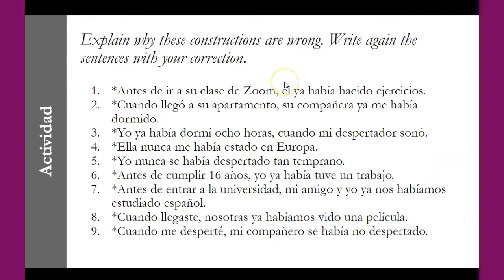So right now we're going to do an exercise. We have here 9 sentences, and all of these sentences have a mistake in the conjugation of the past participle. And what you have to do is what we did in class with the present perfect. You have to correct the mistake.